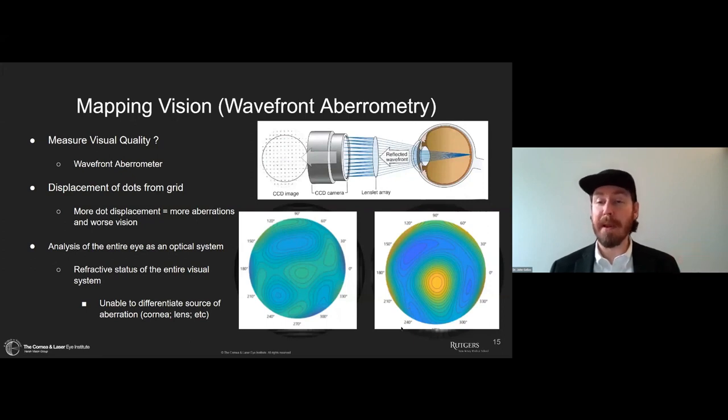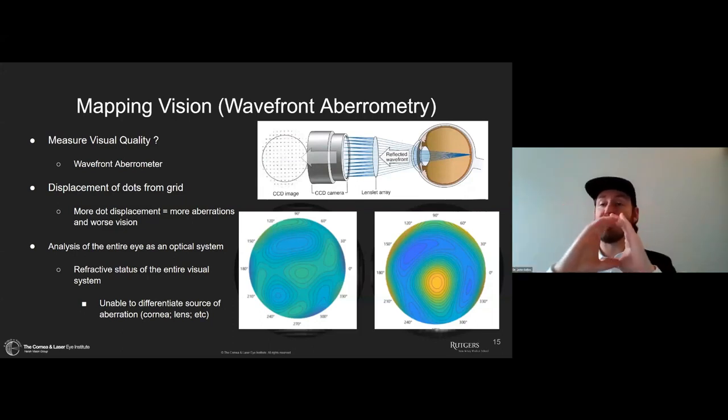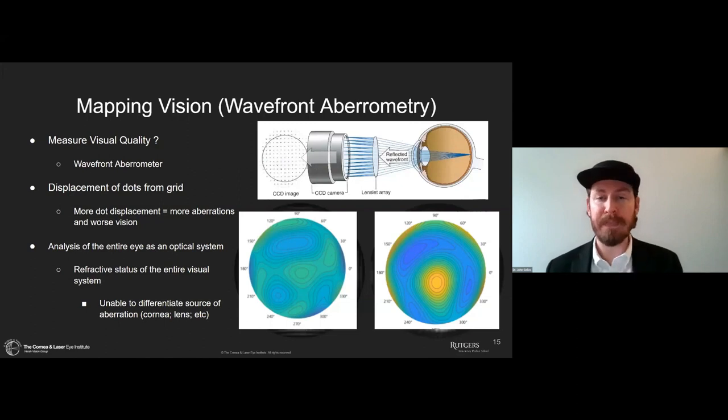Now remember that wavefront aberrometry is only being measured across the pupil. It's not a full corneal metric. So as big as the pupil is, that's how much wavefront data we can collect. If the pupil is really small, we only collect a small amount of wavefront data, right?